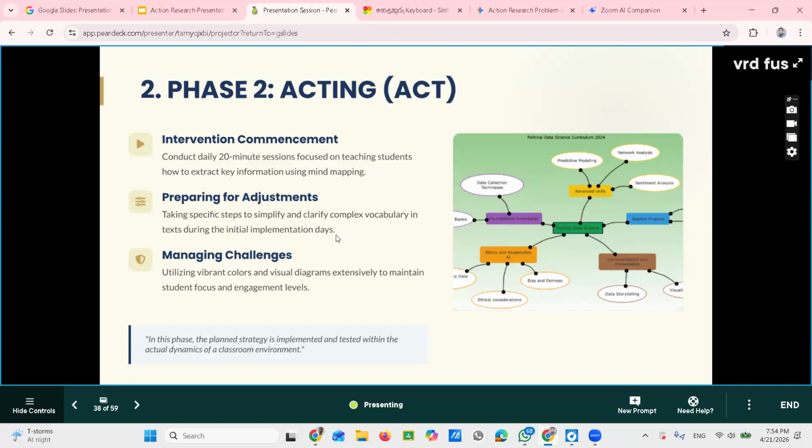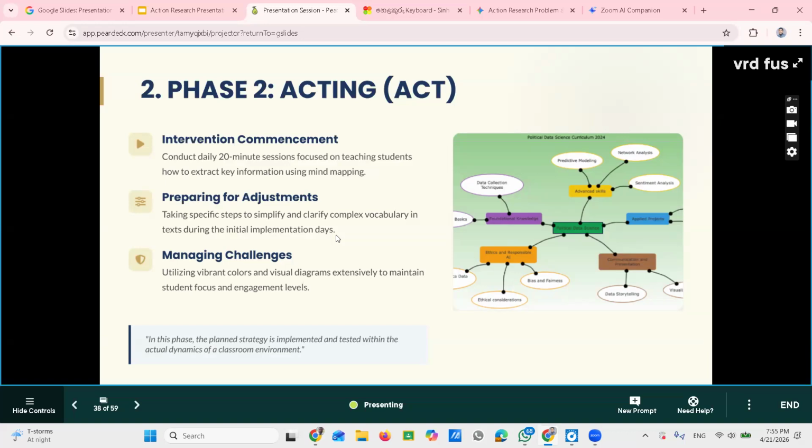Right. Then managing challenges. One of the challenges the teacher doing the 20-minute session program has to face is focus. The student attention should be kept with this program or 20-minute session. The teacher follows some specific technique for that, utilizing vibrant colors and visual diagrams extensively to maintain student focus and engagement level.